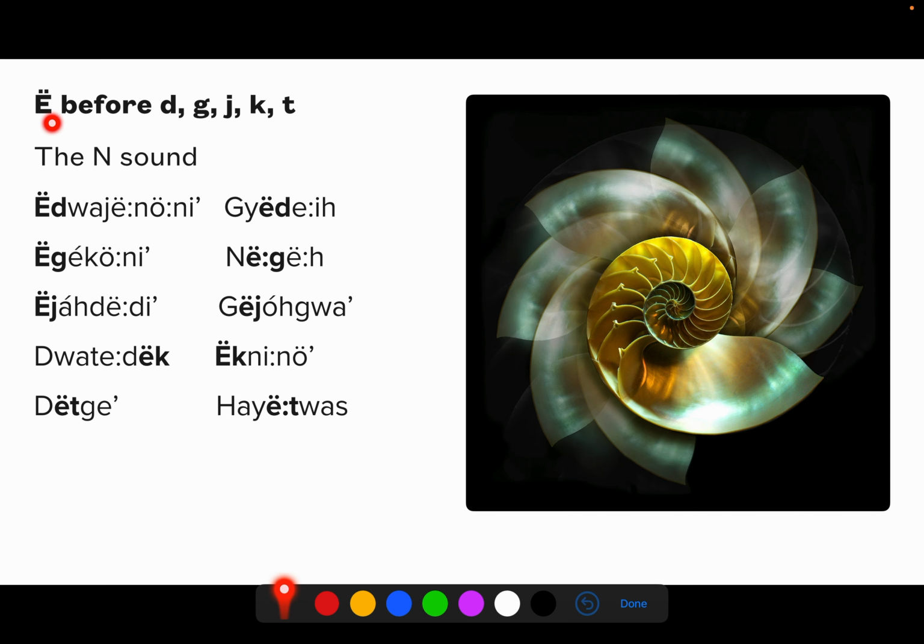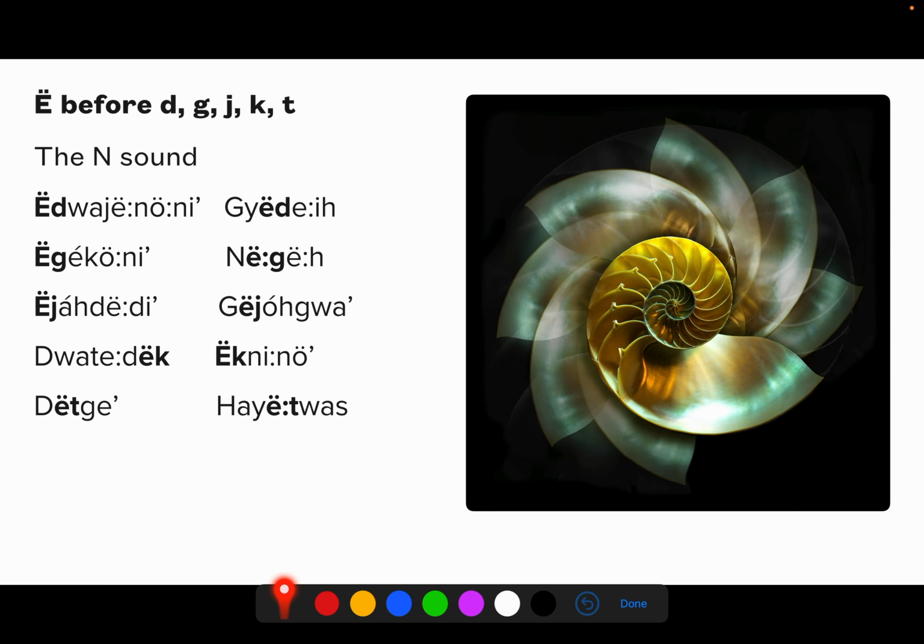Here we go. We have a nasal E before D, G, J, K, and D. As I said, it has an N sound. This is when you get to learn some of these words, and I have examples. Before a D: endwajanoni, and also gendi. Before a G: engekoni, nenge. So you hear that N sound.